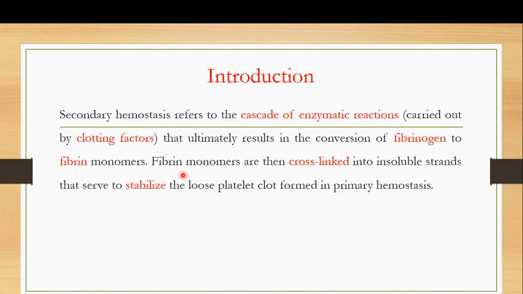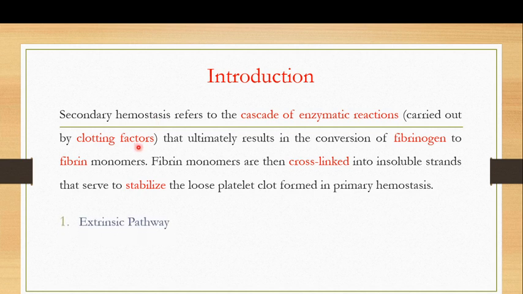Now what happens next is that these fibrin monomers are then cross-linked into insoluble strands that serve to stabilize the loose platelet plug or the platelet clot that is formed in primary hemostasis. So you can say that secondary hemostasis is responsible for the stabilization of the loose platelet plug that is formed in primary hemostasis, which is carried out by the platelets, and secondary hemostasis is carried out by these clotting factors.